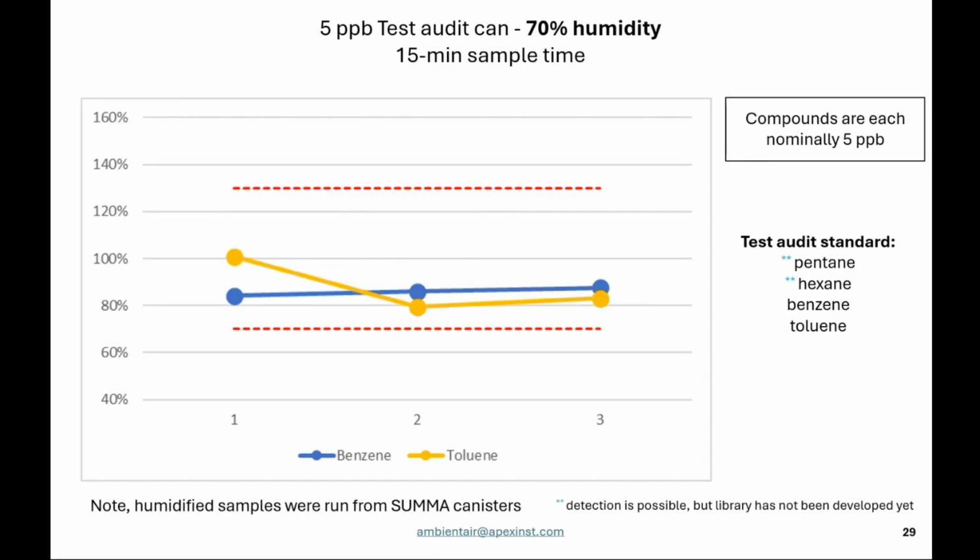This next set of results, we're using a different test audit can listed on the right, which includes pentane, hexane, benzene, and toluene. Again, we have the theoretical ability to be able to detect pentane and hexane, but we haven't built out the libraries for those two compounds yet, so we're just reporting on benzene and toluene in this instance. And note that the sample is humidified by running it from a Suma canister. And here we're seeing results for benzene and toluene within that 30% plus or minus range of the theoretical value, if anything, a slightly underreporting of those.